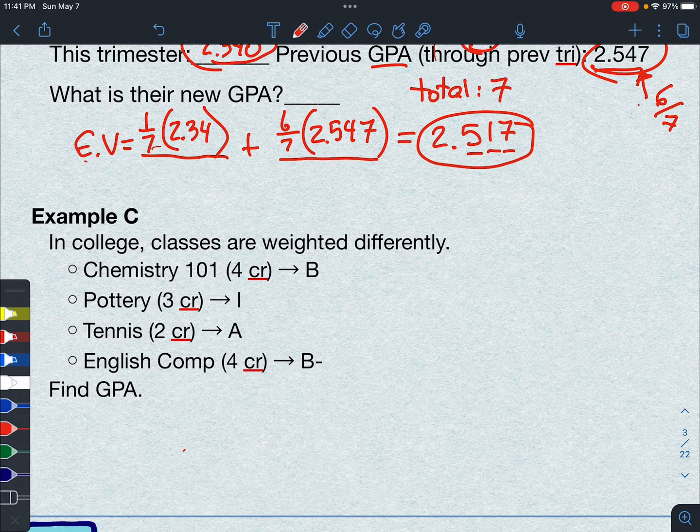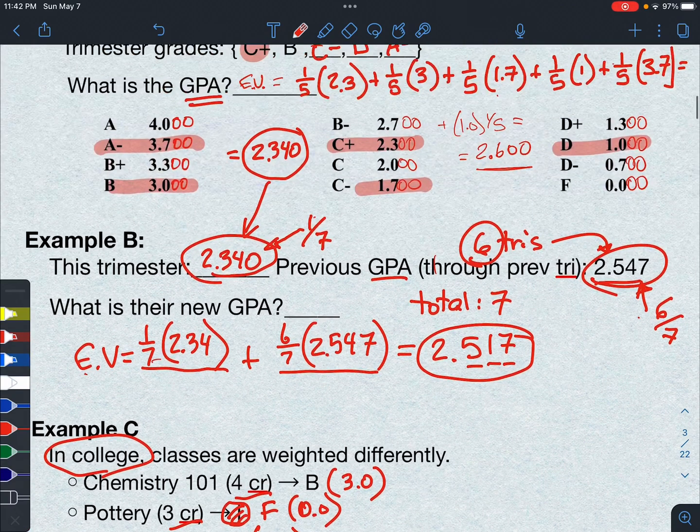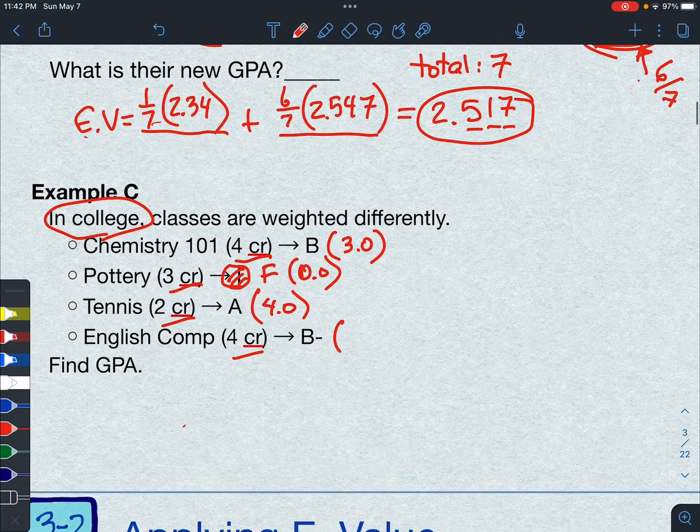All right, we'll just set this last one up. We won't actually calculate it out, but I just want you to see it's something different. Now we're in college, and now you're taking some classes. Each of the classes has a different credit, which means it's worth different. Grades are going to be the same, except we're going to call this I. We're just going to call it an F. All right? Now, first of all, let's get the values. A B is a 3.0, an F is a 0.0, an A is a 4.0, and a B minus is 2.7.